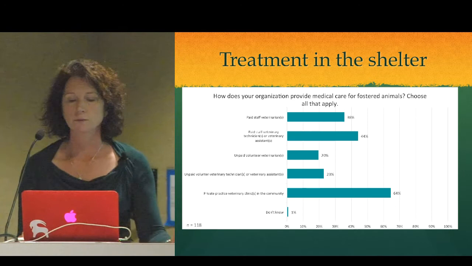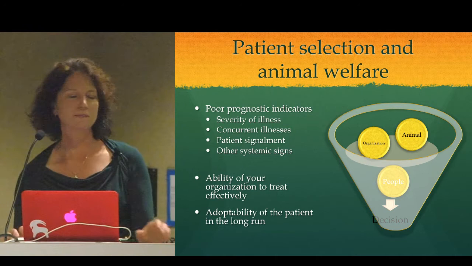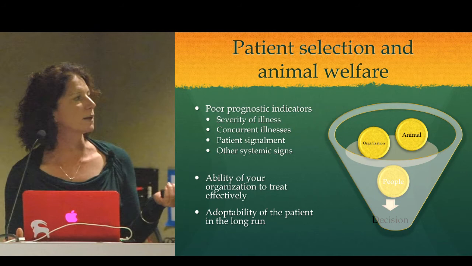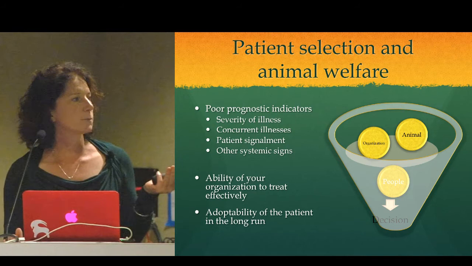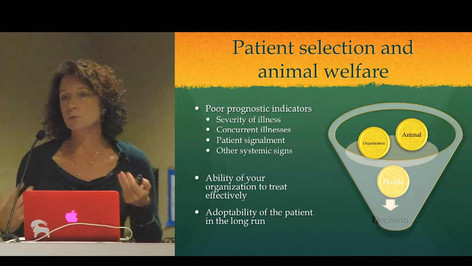And I put this up too, some of you have already seen it this morning. I always think of this with these illnesses. I want to think about what is the prognostic indicator. Not all of the cases, even if we do identify what the organism is, may be able to be treated effectively in our shelters. It really depends. And that means we may need to send them out to private practice, or we may need to come up with a different plan with a special foster.